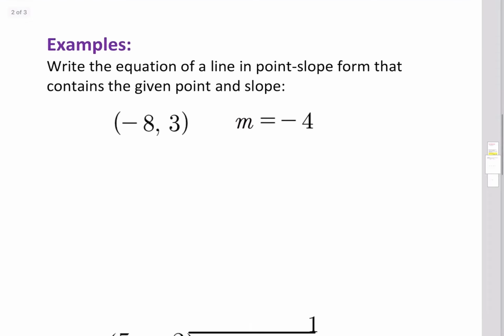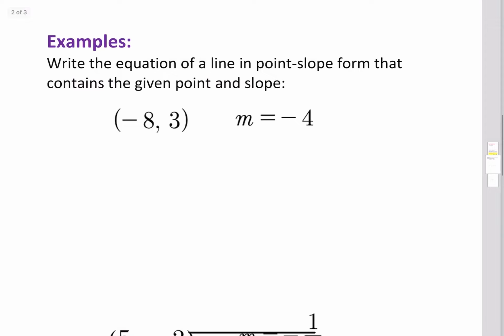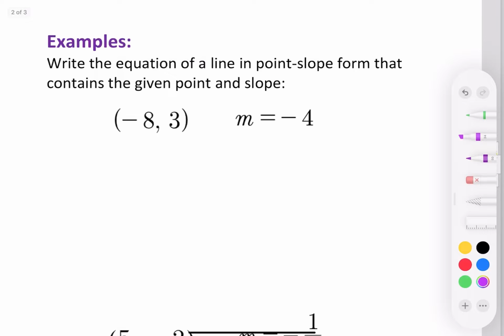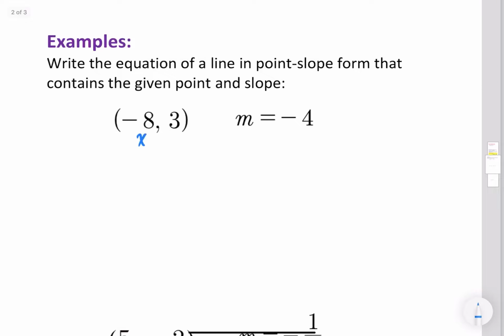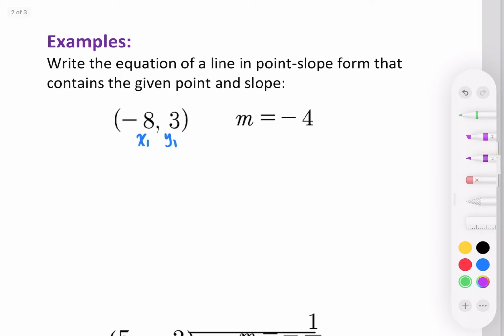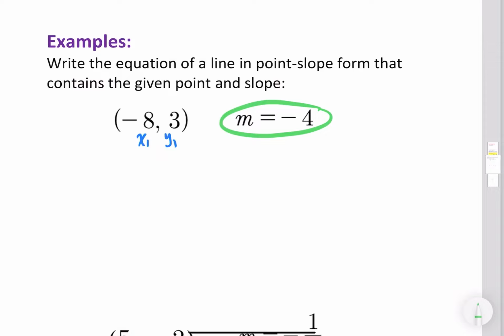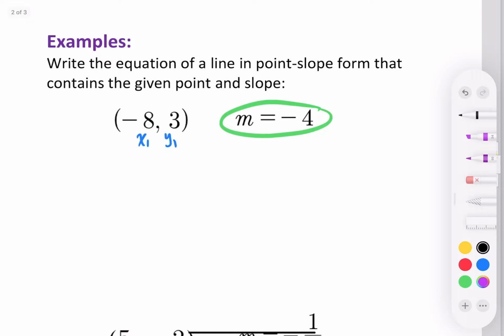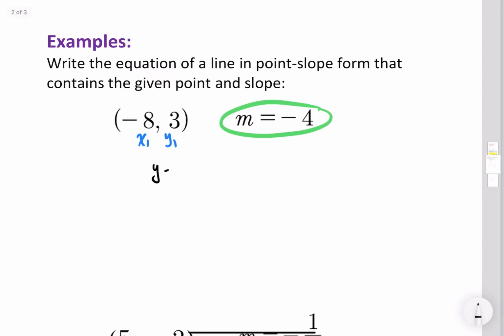So our first example is where we have a point and we have a slope. And when they give us a point and they give us a slope, we can quickly, right away, write out our equation. So here we have a point, which is going to represent our x1 and our y1. And then we have our slope, m is equal to -4. Now, the format, once again, I'll write it out, is y minus y1 is equal to m times x minus x1.